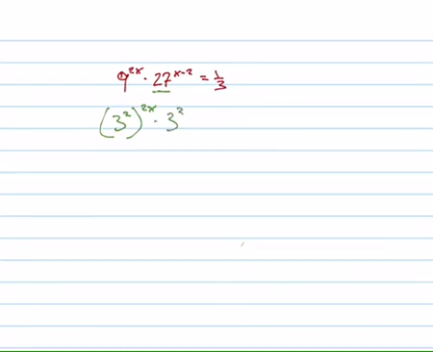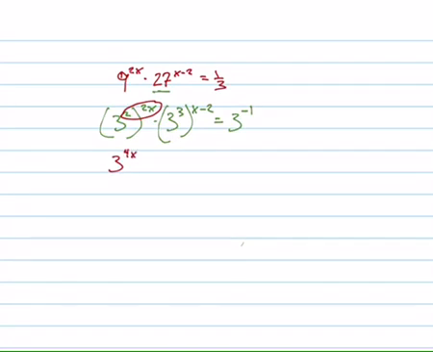27 is 3 cubed, and that's to the x minus 2. And 1/3 is really 3 to the negative 1 power. So what's the rule when you're raising a power to a power? What do you do with them? Well, you multiply them. Think about a simple example and you'll see.